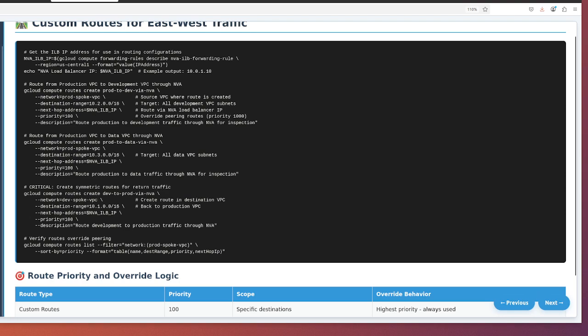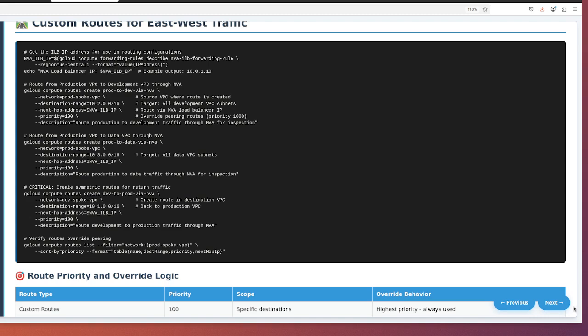We need to create routes in both directions, prod to dev and dev to prod, to ensure symmetric routing. If we only created the prod to dev route, the initial request would go through the NVA, but the response would take the direct peering path, breaking stateful inspection. The same pattern applies to all other spoke-to-spoke combinations, prod to data, dev to data, and their reverse routes. This creates a full mesh of inspected communication paths.